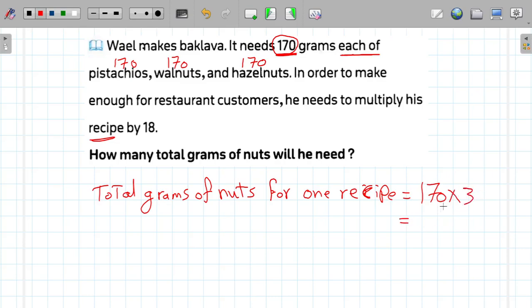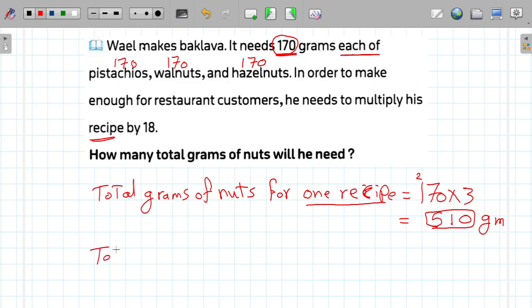So I have 0 times 3 equals 0, and 7 times 3 equals 21. So I will write 1 and carry up 2, and 3 times 1 equals 3 plus 2 equals 5. So the number of grams of nuts for one recipe is 510 grams. But I want to multiply this recipe by 18. So I will multiply what I found here by 18.